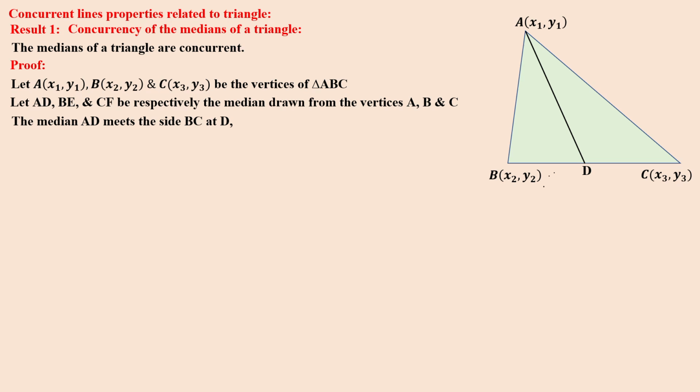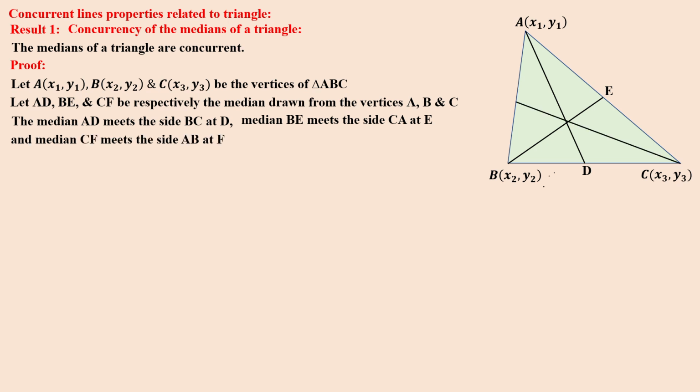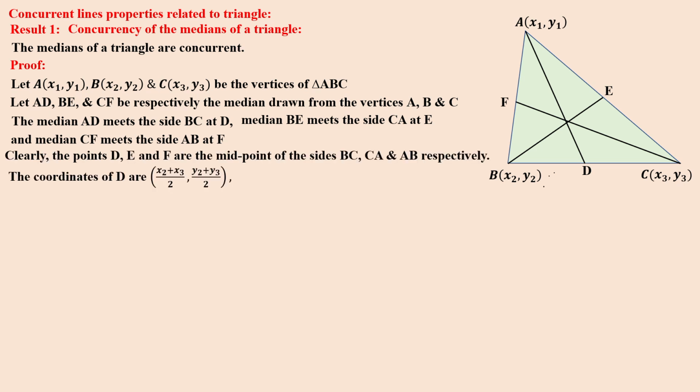Because the line AD from the vertex A to the point D is a median, because the point D is the midpoint of BC, right? From the midpoint only we are getting the word median. AD is the median, so D is the midpoint of the opposite side. Similarly, median BE, so E is the midpoint of AC, and the median CF, so F is the midpoint of AB, right? So we know the midpoint formula.